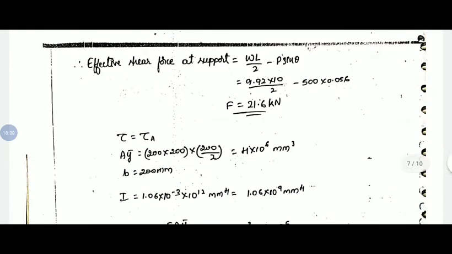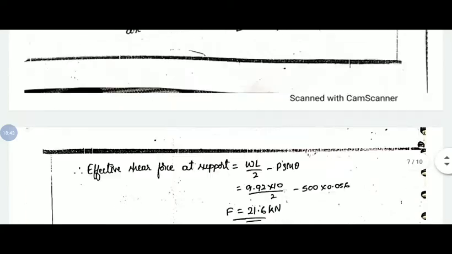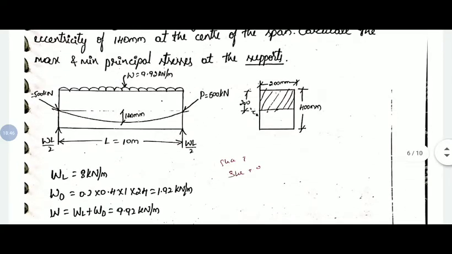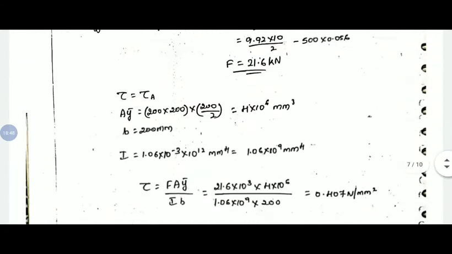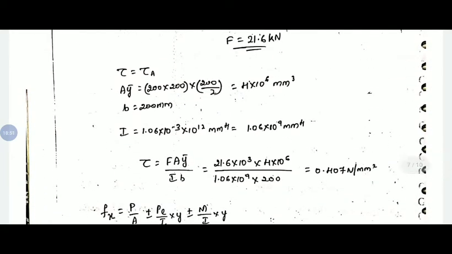Tau, again same, half of the area we need to consider. So now the size of the beam is 200 by 400, half of the portion means 200 by 200. With respect to the centroidal axis, the centroid of the shaded area in this figure is again 200 by 2, so we need to consider it into 4. So it is 4 into 10 power 6 mm cube. That is AY bar. B is 200. I is for the overall section. Remember, AY bar will be for the shaded area and I will be for the total area we need to consider.